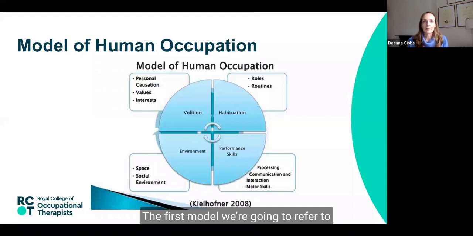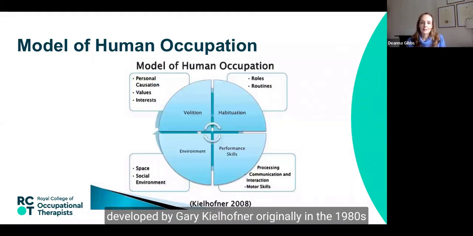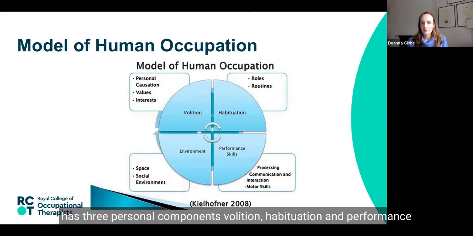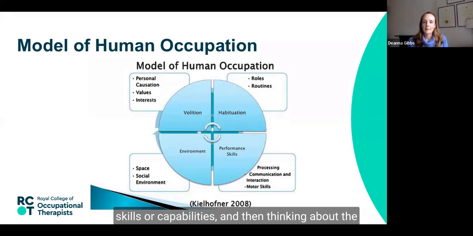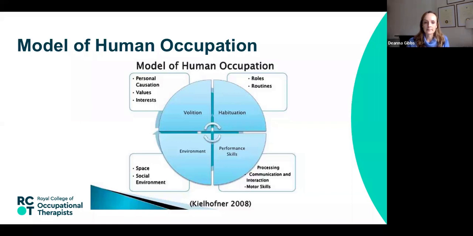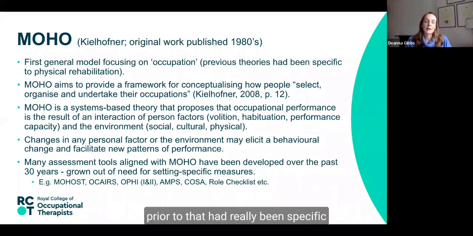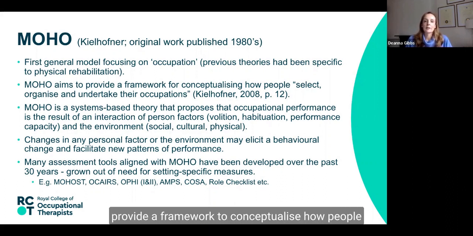The first model we're going to refer to is the model of human occupation, which was developed by Gary Kielhofner originally in the 1980s based on the work of Mary Reilly. You can see here that his model has three personal components: volition, habituation, and performance skills or capabilities, and then thinking about the interaction of those within the environment. Kielhofner's model was really the first general model which focused on occupation, as theories prior to that had really been specific to physical rehabilitation. And it aimed to provide a framework to conceptualize how people both select, organize, and undertake their occupations.